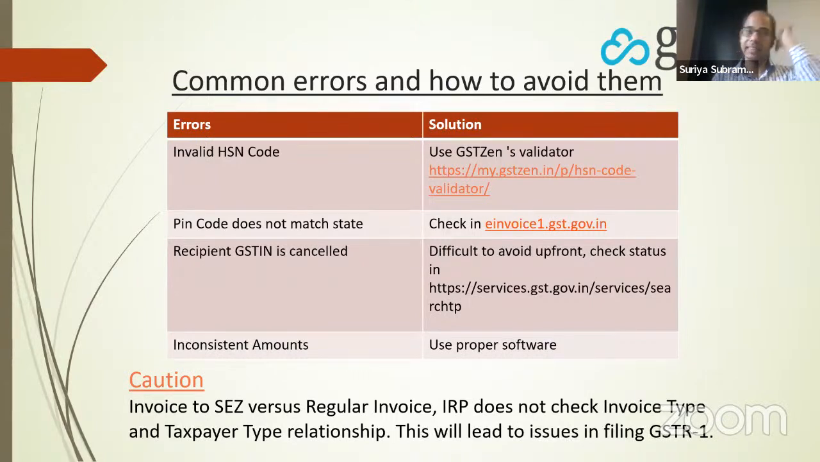Recipient GST is cancelled. It's a very common occurrence. People are seeing this. It's very difficult to avoid it upfront. So check the status in the GST portal. Otherwise, generate the invoice. When you generate, you'll get this error and then make it a B2C. That is all you can do. Any other issues? Use proper software and then it will be sure that your e-invoice is valid and it will get generated.